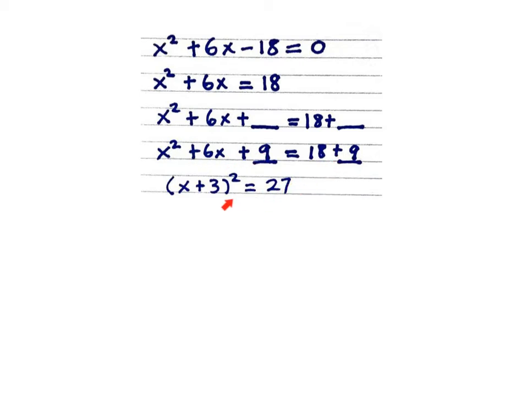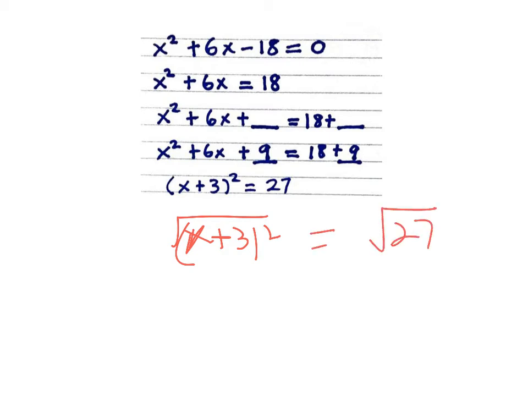Now the next step is to take the square root of both sides. We take the square root of x plus 3 squared, which equals the square root of 27. But remember that whenever you take the square root of both sides, you always have to include plus or minus, because two answers, two roots, are possible.